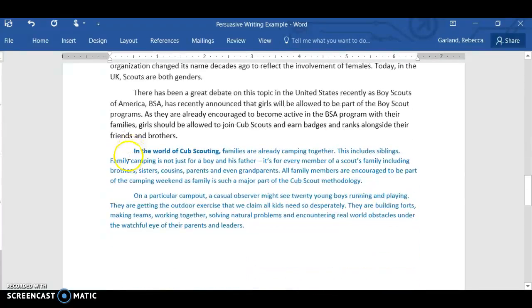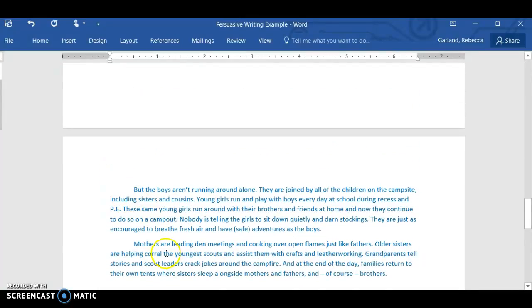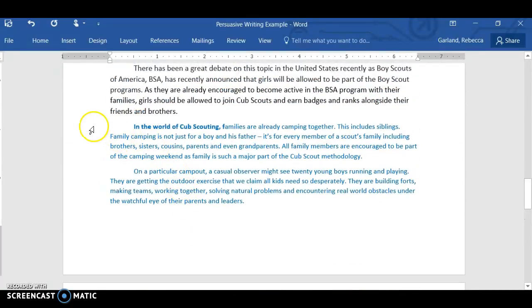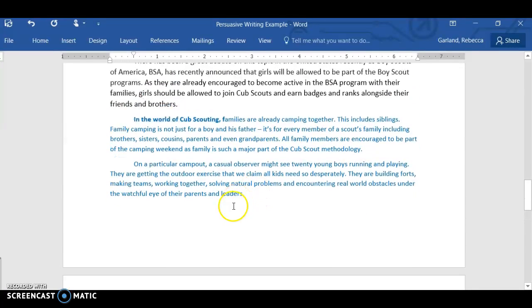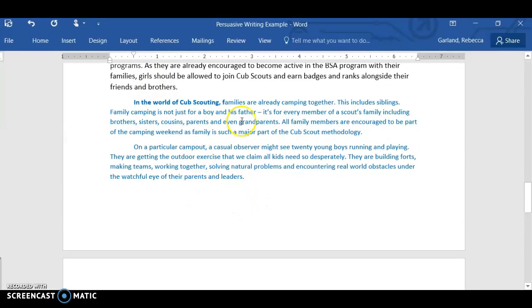So when I went to go write it up into support, you can see it actually became 4 paragraphs by themselves. Those few ideas became, I don't know how many words because it's being blocked. It's under review. Word count. That became 270 words just by itself for this one piece of support. So when you read through it, in the world of Cub Scouting, families are already camping together. That's exactly what I wanted to say. And then I give all this detail.